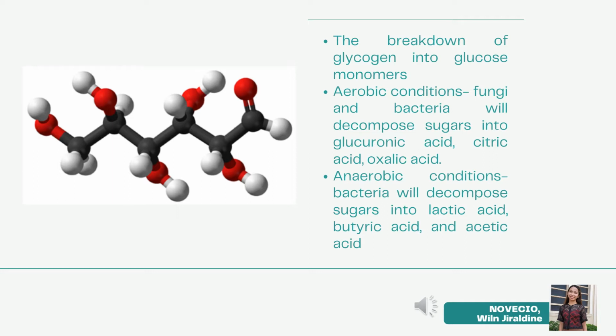Under aerobic conditions, fungi and bacteria will decompose sugars into organic acids such as glucuronic acid, citric acid, and oxalic acid. Under anaerobic conditions, bacteria will decompose sugars into lactic acid, butyric acid, and acetic acid, which are collectively responsible for the acidic environment commonly associated with decomposing bodies. Other bacterial fermentation products include alcohols such as butyl and ethyl alcohol, acetone, and gases such as methane and hydrogen.